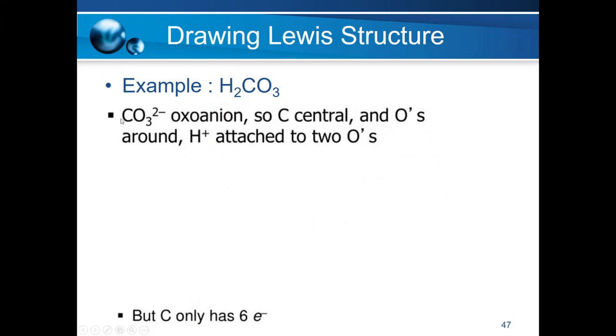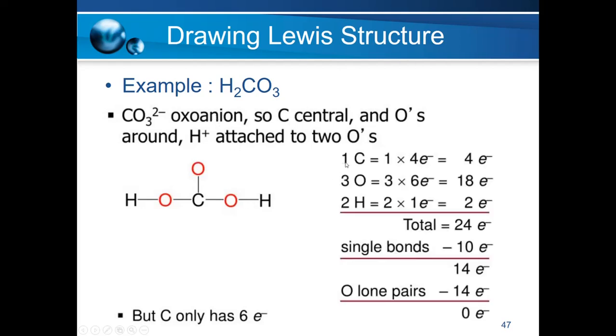Next, the carbonate, CO3 2-, oxo anion. Carbon will be the central atom because carbon is almost neutral, and oxygen will be the terminal atoms around the carbon. The hydrogens will attach to 2 of the oxygens. This is the skeletal structure for H2CO3. 1 carbon times 4 valence electrons, you get 4. 3 times 6, you get 18. And 2 times 1, you get 2. So the total is 24.